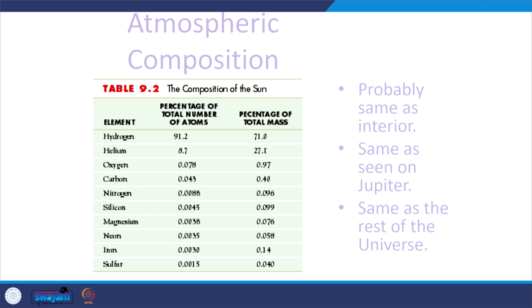and helium is of the order of 27%. And interestingly, the composition is not different from what you can see in the interior. And more importantly, this atmospheric chemical composition is pretty much the same as what you can see on Jupiter, or the rest of the universe. Okay. So, before all the heavy elements form, the basic species are hydrogen and helium.